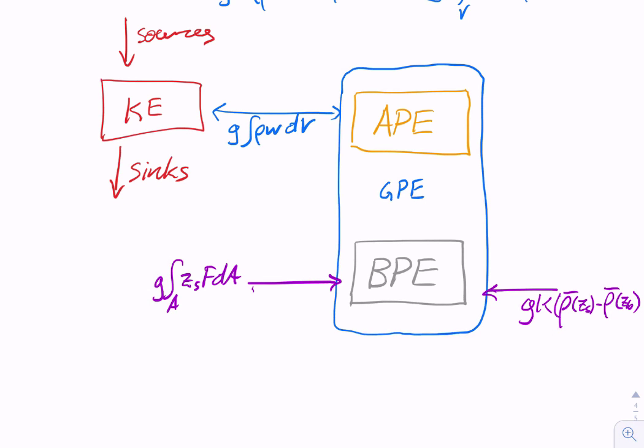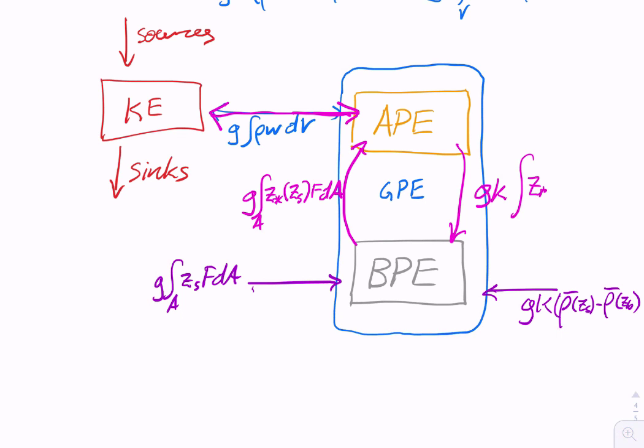Remember, it is only APE that can be converted to KE, so terms that can produce APE can effectively control the circulation in a stratified fluid. Surface buoyancy fluxes can indeed produce APE from BPE through densification of already dense water. In an equilibrium motion, this effect is balanced by the rate at which APE is lost to irreversible mixing.